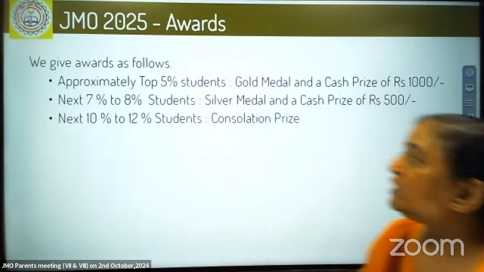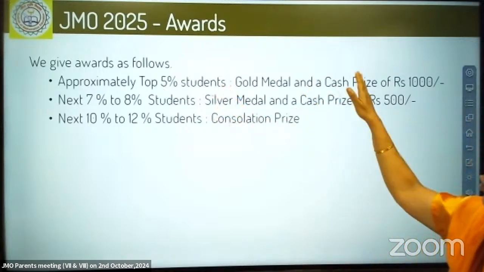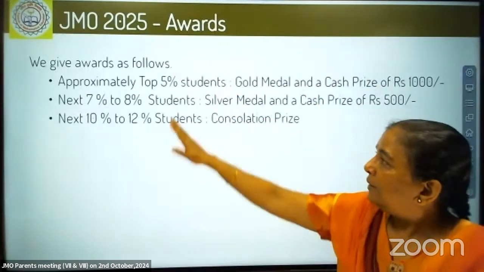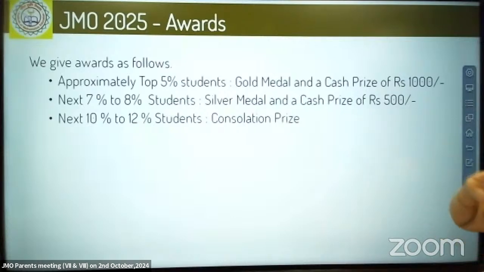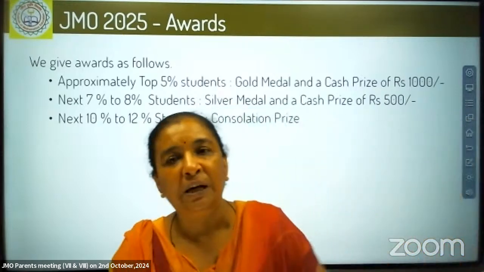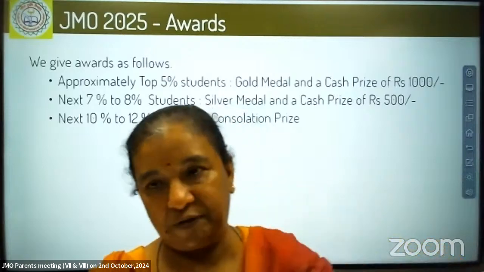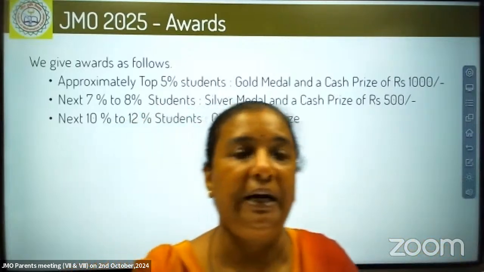Approximately the top 5% of students, we give a gold medal. The next 7 to 8%, we give a silver medal. Both these medals come with a cash prize. For the gold medal, it is 1,000 rupees. Silver medal is 500 rupees. And the next 10 to 12% of students get a consolation prize. We give some gift. All of them get a merit certificate.